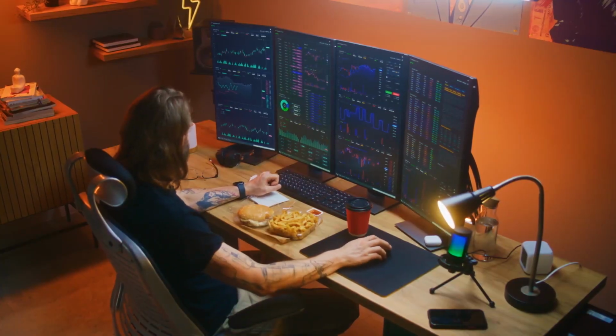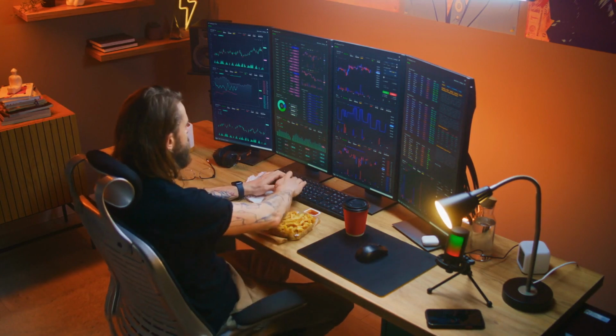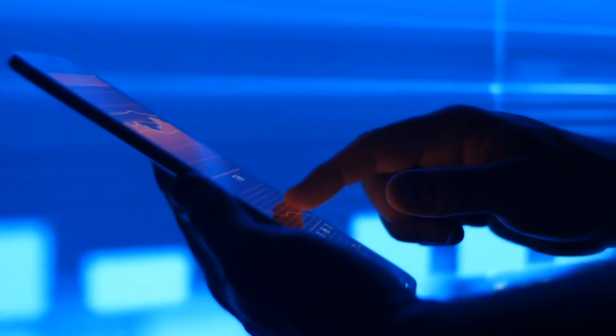Technical trading involves analyzing charts and graphs to identify patterns and trends. Traders use historical price data and indicators to predict future price movements and make informed decisions.